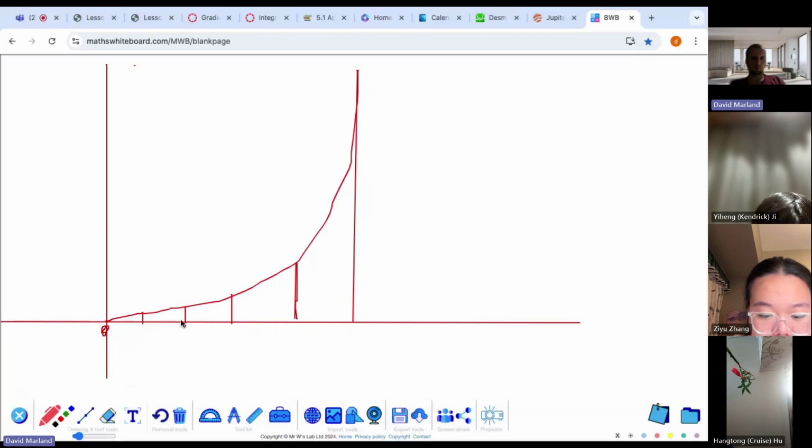How many rectangles do we have? 1, 2, 3, 4, 5. Let's go for 0 to 2. Okay. So again, we're doing an approximation here. So we've got some rectangles here. So we can either look at the right end limits or the left end limits. I'm just going to do the right end limits.